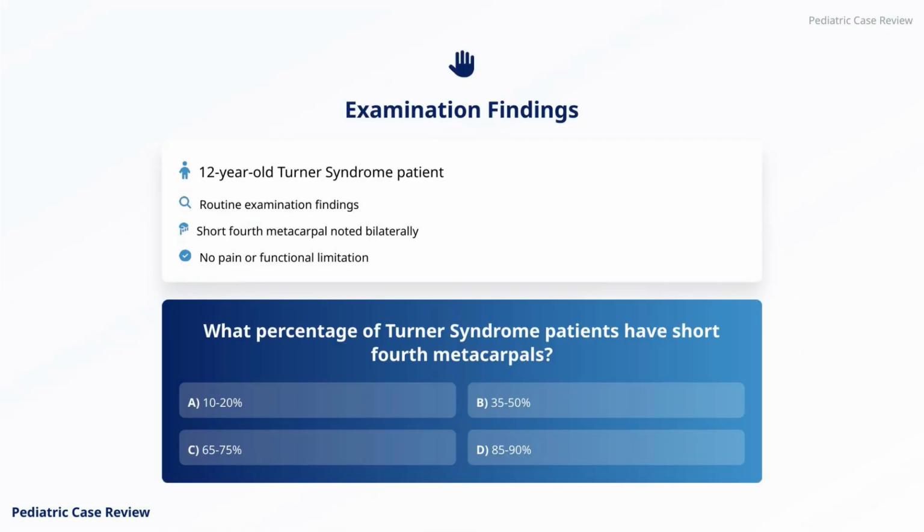A 12-year-old Turner syndrome patient undergoes routine examination. Short fourth metacarpals are noted bilaterally with no pain or functional limitation. What percentage of Turner syndrome patients have short fourth metacarpals? Option A, 10 to 20%. Option B, 35 to 50%. Option C, 65 to 75%. Option D, 85 to 90%.